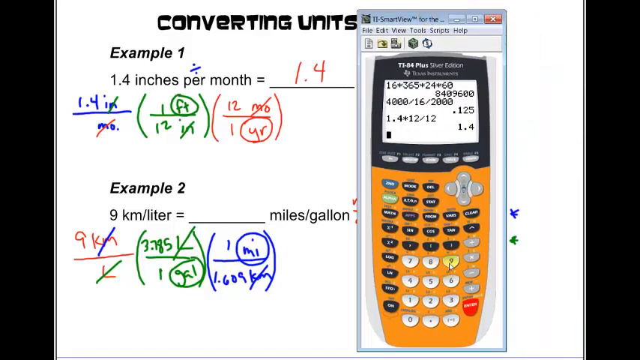Pull the calculator over. Okay, it's 9. Multiply it by that 3.785 that's in the numerator. And let's divide it by the 1.609 in the denominator for a final answer here of about 21.2. Let's say 21.2 miles per gallon.